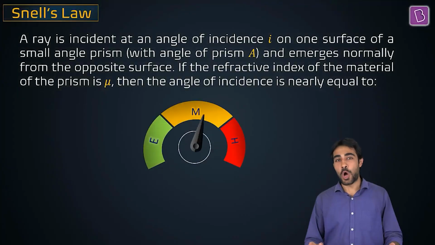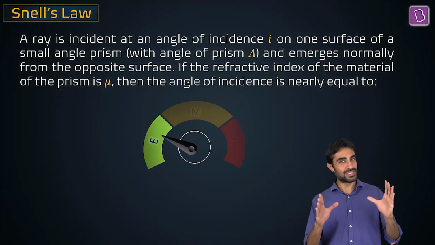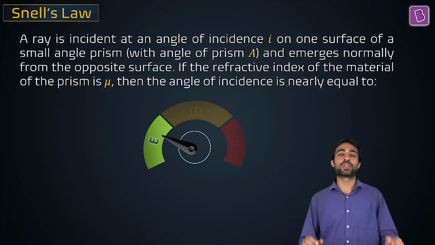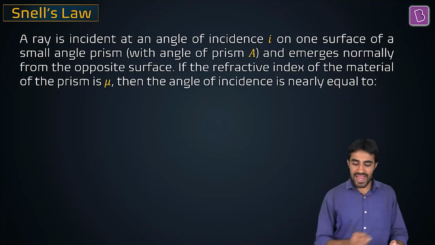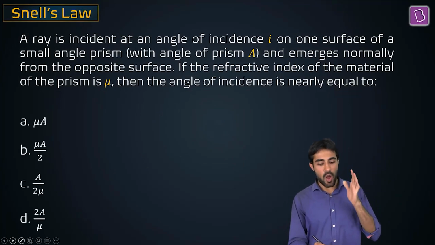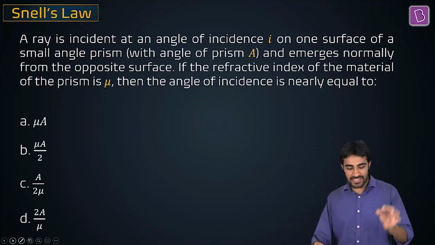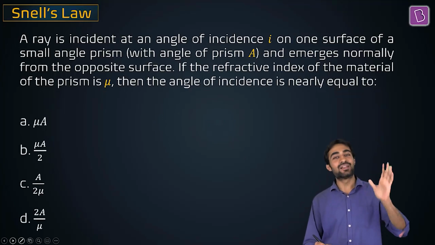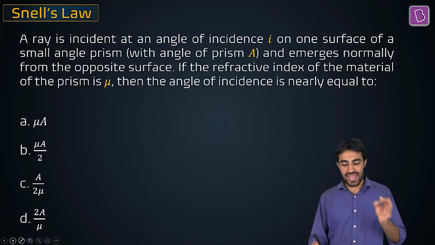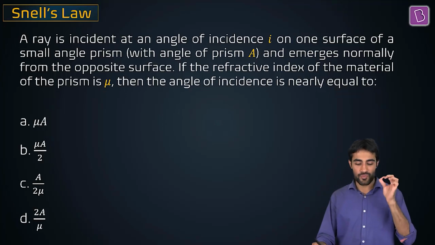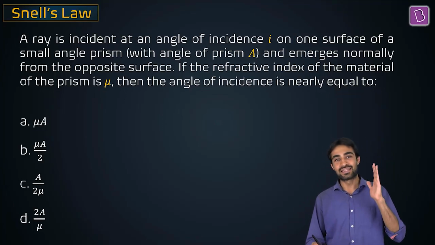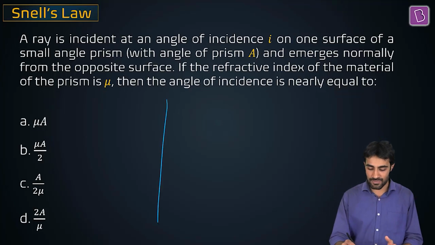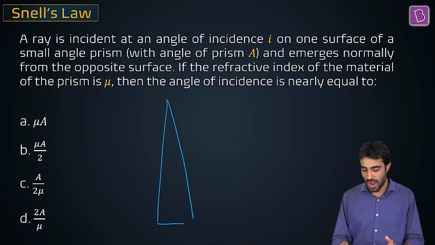Here is a question on optics. The question is very interesting. It is based on a thin prism. The question says, a ray is incident at an angle of incidence I on one surface of a small angle prism with angle of prism A and emerges normally from the opposite surface. Wow. So some incidence is happening on the prism and some ray is emerging out of the prism.